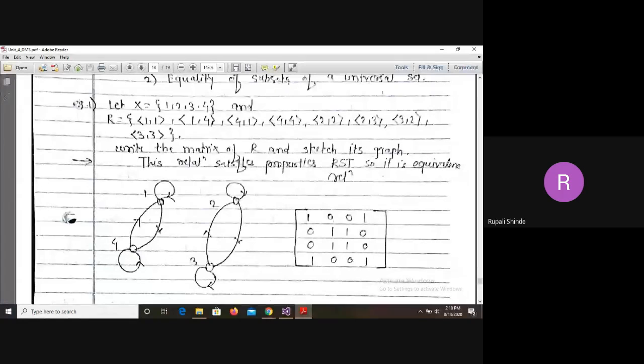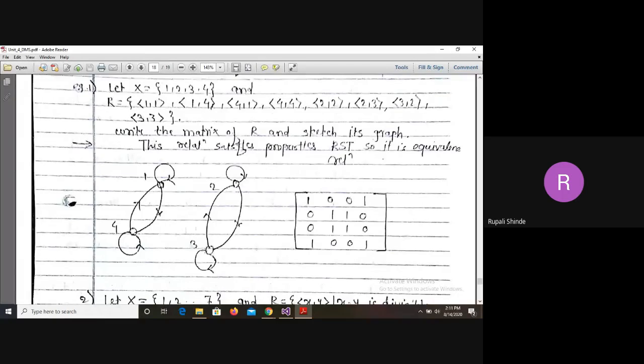Now the next ordered pairs: 2, 2, 2, 3, 3, 2 and 3, 3. Again we can draw two circles to represent elements 2 and 3. This is the circle for 2, this is the circle for 3. First ordered pair is 2, 2, so there is a self loop at element 2. Then 2, 3, that is the arrow starts at 2 and ends at 3. Then 3, 2 starts at 3, ends at 2, and 3, 3, so again there is a self loop at 3. So this is the graph for the given relation.